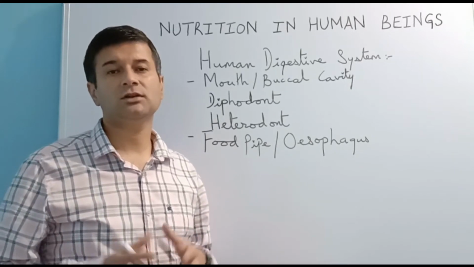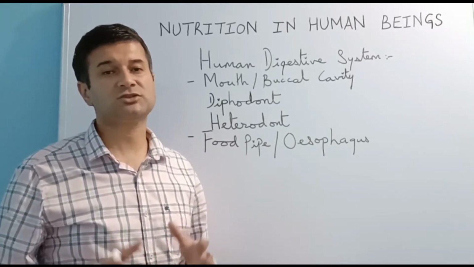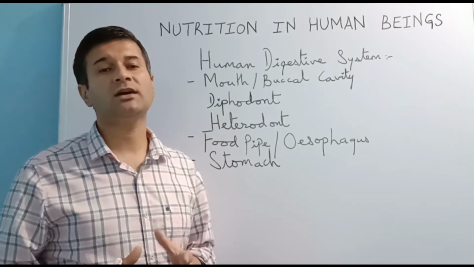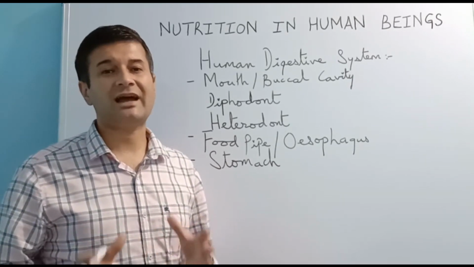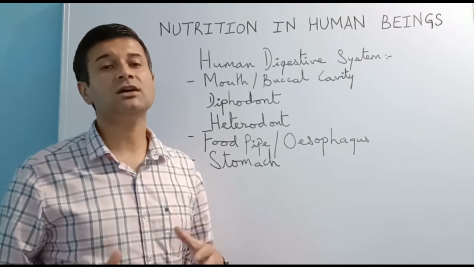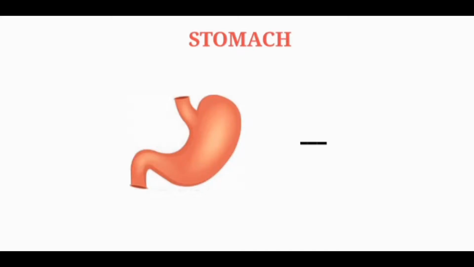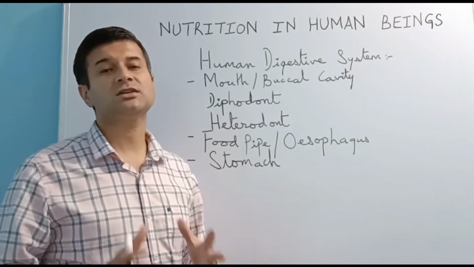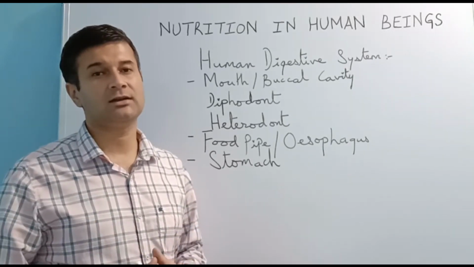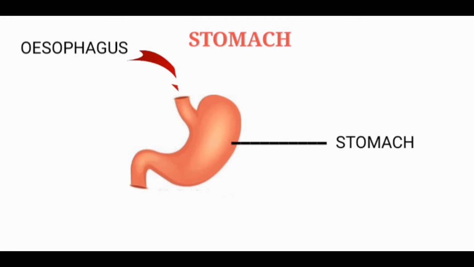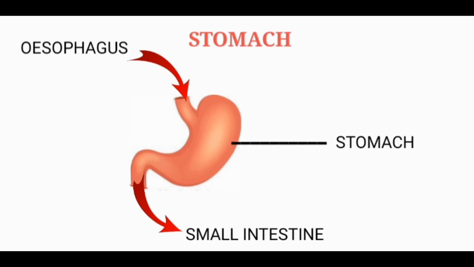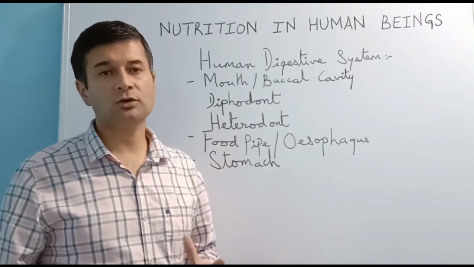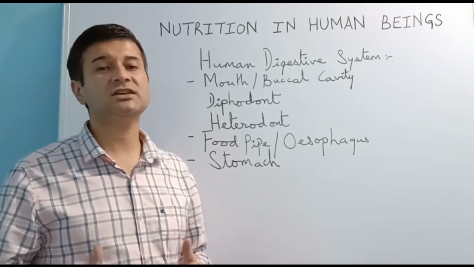The next organ of the digestive system is the stomach. The stomach is a thick-walled muscular bag-like structure which lies below the diaphragm on the left side of the abdominal cavity. It is divided into cardiac and pyloric parts. The stomach is the widest part of the alimentary canal. It receives food from the esophagus at one end and opens into the small intestine at the other. The food is stored and partially digested in the stomach.